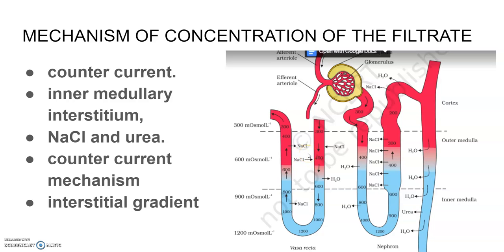Sodium chloride is transported by the ascending limb of the loop of Henle, you can see here, which is exchanged with the descending limb of vasa recta. Small amounts of urea enter the thin segment of the ascending limb of the loop of Henle, which is transported back to the interstitium by the collecting duct tubule.